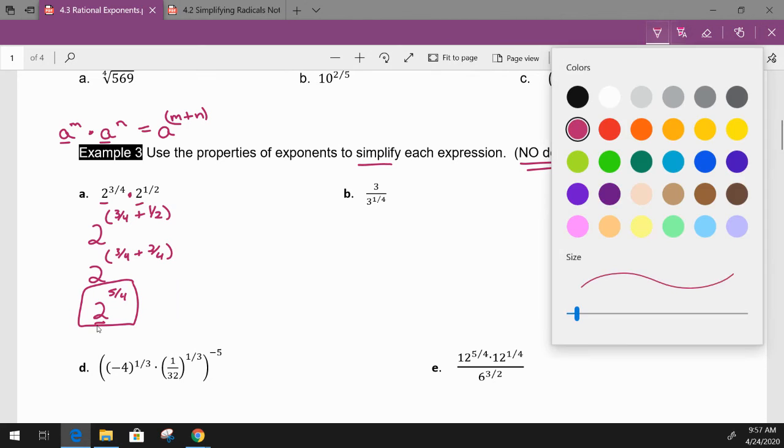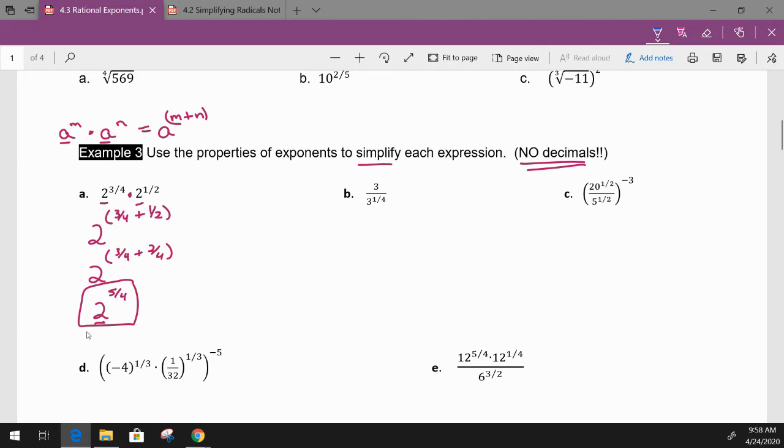Okay, the next example, we're going to use our quotient rule, which basically says a to the m power over a to the nth power equals a to the m minus n. So when we're dividing, we subtract the exponents as long as our bases are the same.